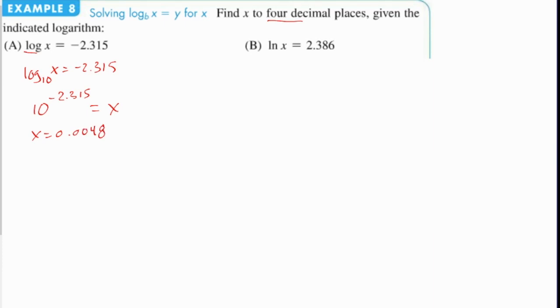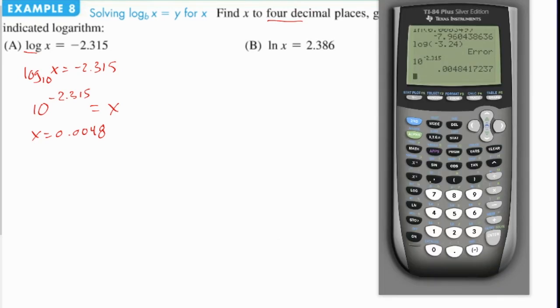Now you can also use your calculator's log feature to do this. You can type in log of 0.0048 and see if we get back negative 2.315. Negative 2.318, that's because I rounded. If I hit log and I go back and get the full answer without the rounding, I see I get negative 2.3149999. So that is the 315 that we were looking for.